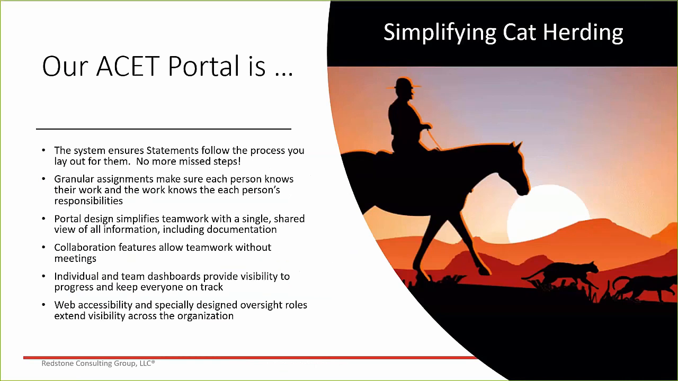To resolve that, we have built a tool that we call Simplifying Cat Herding. Kind of gets the resources in line, lets them know where they're headed, and keeps them on track. We built workflow into it, so statements follow the process you want them to. You don't miss any steps. You don't have to go back and check to make sure it's been through the right review processes. We've built in assignments that allow you to make sure everyone knows what their work is, and the work knows which person it's supposed to go to next.